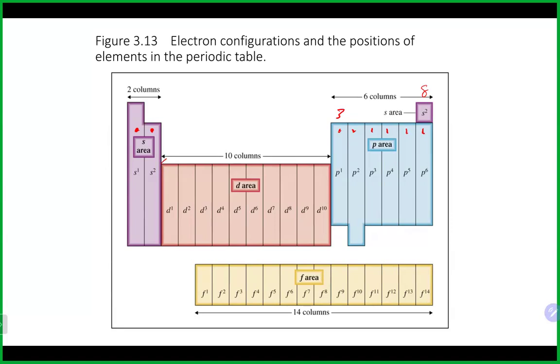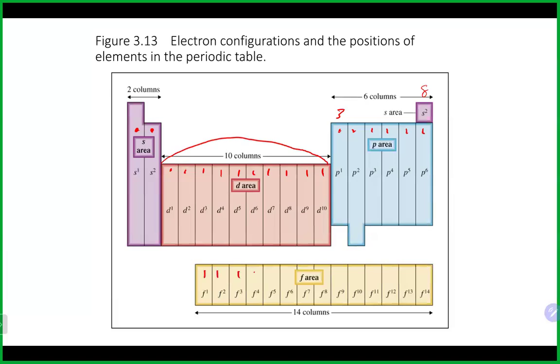The transition metals are the d block. They can hold 10: 1, 2, 3, 4, 5, 6, 7, 8, 9, and 10. And those two rows on the bottom are the f block. They can hold 14.